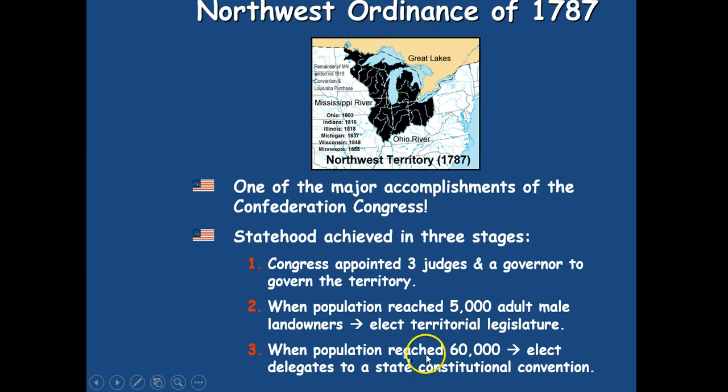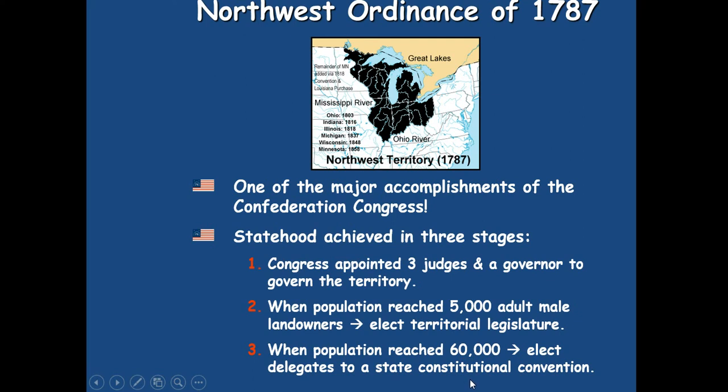Thirdly, when the population reaches 60,000, now notice it says not adult male landowners, but when the total population reaches 60,000, you can elect delegates to a state constitutional convention. Okay? And those are the steps to achieve statehood. So basically you have to have the magic number of 60,000 to become a state, and then at that point you will be admitted into a state.